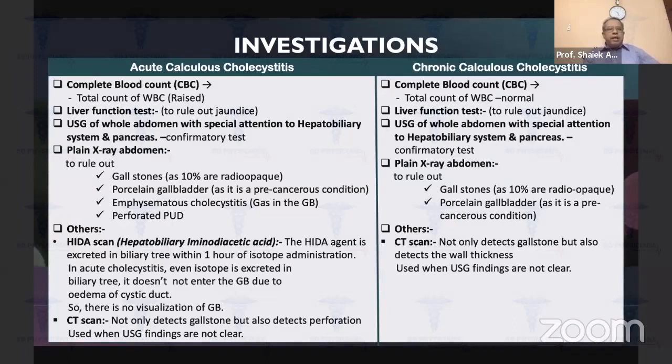And others like the HIDA scan, hepatobiliary iminodiacetic acid. The HIDA agent is excreted in the biliary tree within 1 hour of isotope administration.